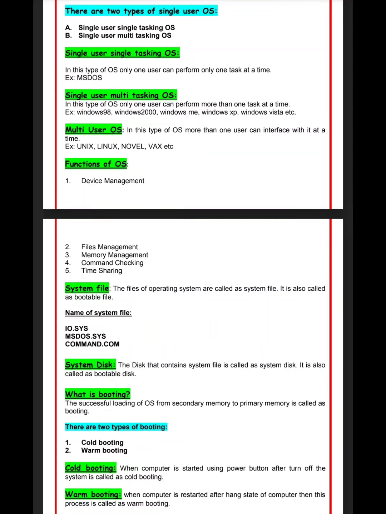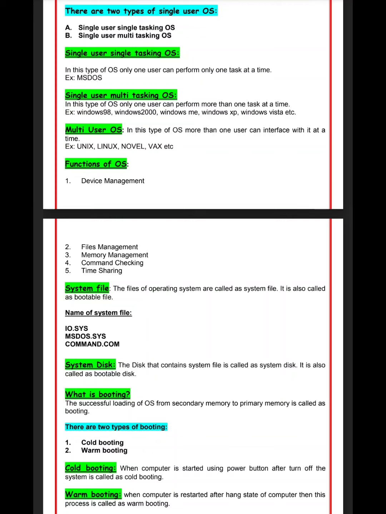There are two types of single user OS: single user single tasking OS and single user multitasking OS. Single user single tasking OS: in this type of OS, only one user can perform only one task at a time. Example: MS-DOS. Single user multitasking operating system: in this type of OS, only one user can perform more than one task at a time. Example: Windows 98, Windows 2000, Windows ME, Windows XP, Windows Vista, etc.